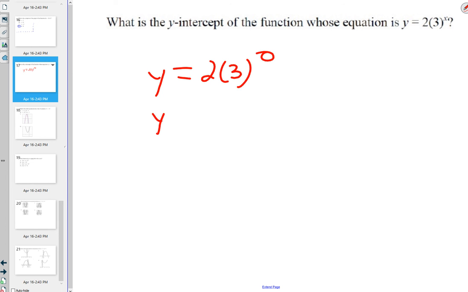What's any number to the 0 power? 1. 1 times 2 is 2. That's a short answer. For the Google Forms, just put in 2. I tried to program it to accept y equals 2, but I can't promise you that it will accept it.